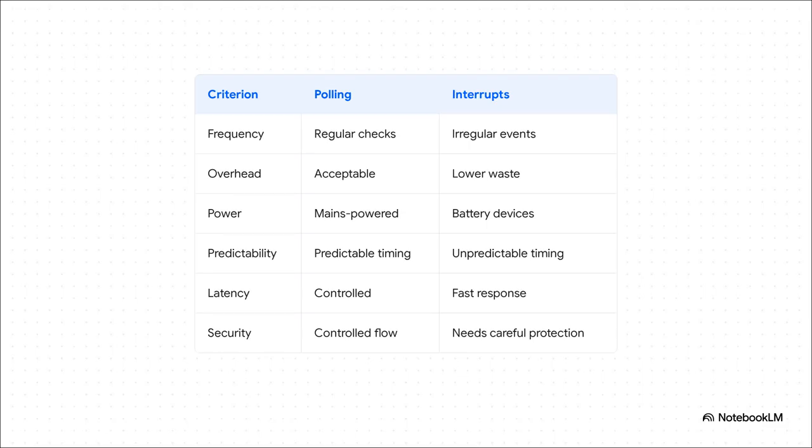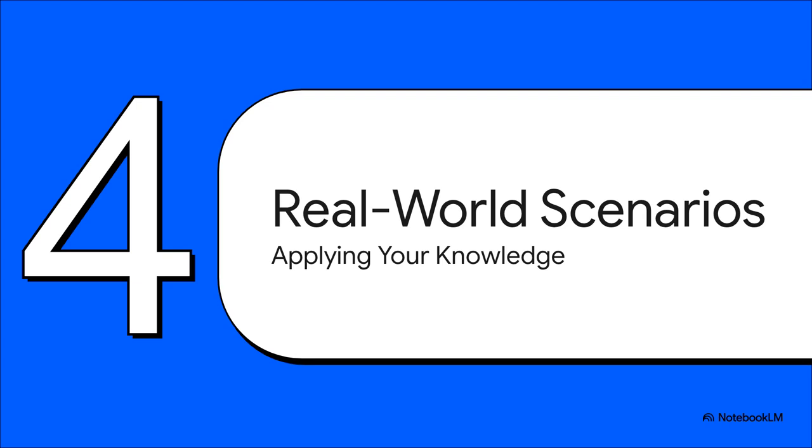Whenever you're evaluating these methods, you really want to look for specific patterns. Notice how polling perfectly suits very frequent and predictable events, especially on systems plugged into mains power where wasting a little CPU isn't a huge deal. On the other hand, interrupts are the undisputed winners for irregular, unpredictable events, especially on battery-powered devices where saving every drop of energy is absolutely critical. Let's put this to the test.